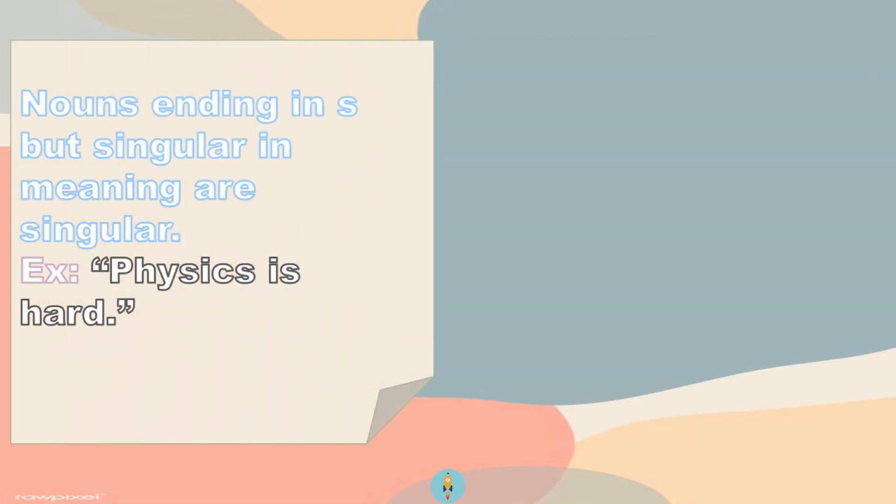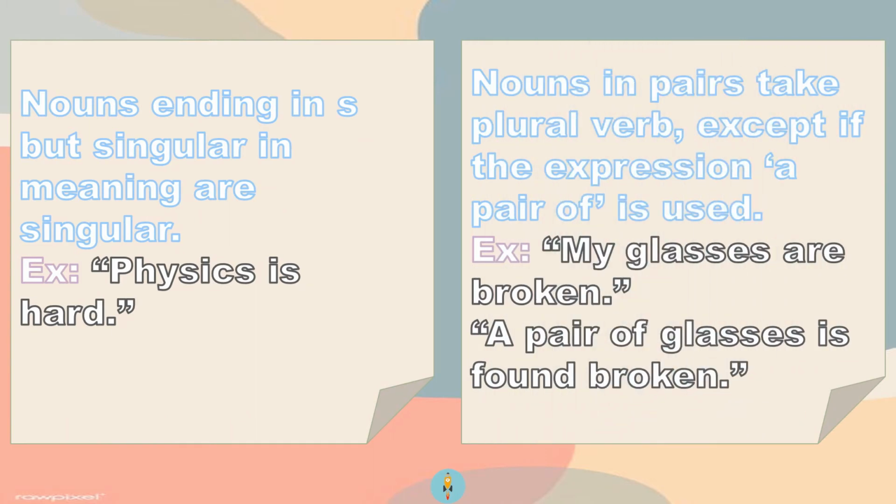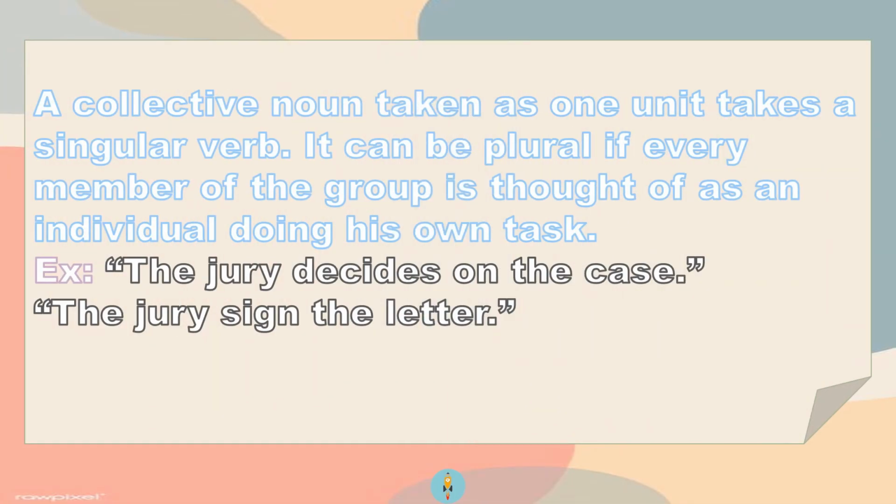Nouns ending in s but singular in meaning are singular. A collective noun, taken as one unit, takes a singular verb. It can be plural if every member of the group is thought of as an individual doing his own task.